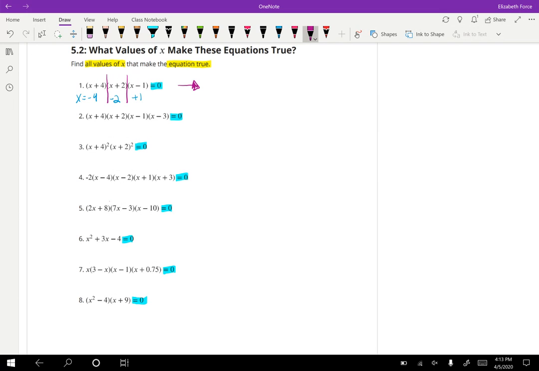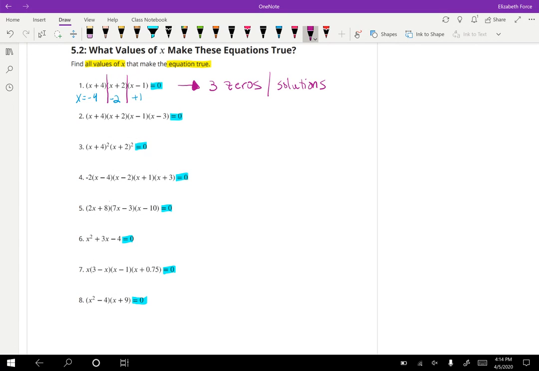So remember, when you are trying to figure out what makes a function equal to 0, you're actually finding the zeros of the function. So number 1, there's 1, 2, 3 answers. So there are 3 zeros to this polynomial. Another name for the zeros are the solutions.